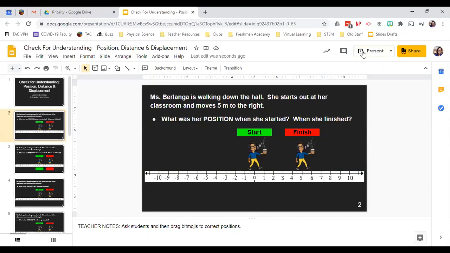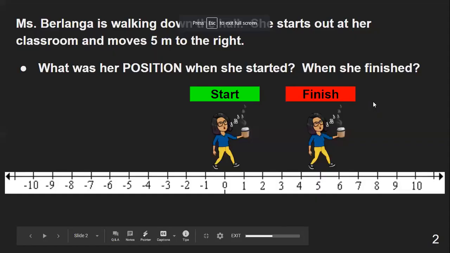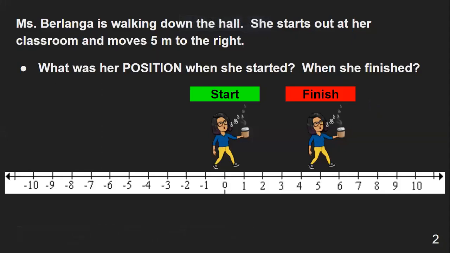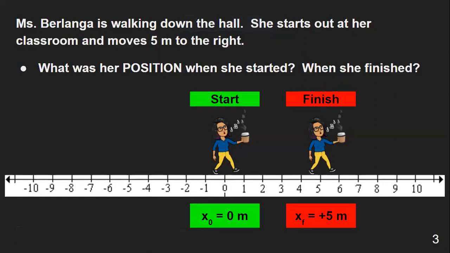Remember that we defined position as having a direction, right? And remember that we can use a variable or a symbol to represent position. So in this next slide, I'm showing you that initial position. We can write it in a math form, right? So x0, or initial position, is at 0 meters. And then the final position, xf, is at plus 5 meters. This is important because on the right-hand side of the number line, these are positive numbers. On the left end, these are negative numbers. So you always want to make sure that your position has some kind of direction.